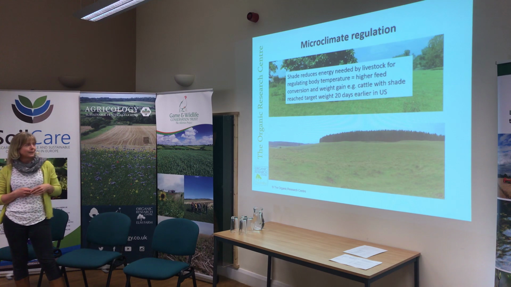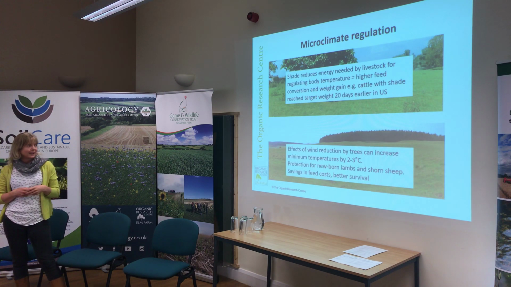The flip side of that is also providing shelter. The effects of wind reduction by trees can increase the minimum temperature by 2 to 3 degrees centigrade, and this can provide important protection for newborn lambs and shorn sheep, again leading to savings in feed costs and better survival.